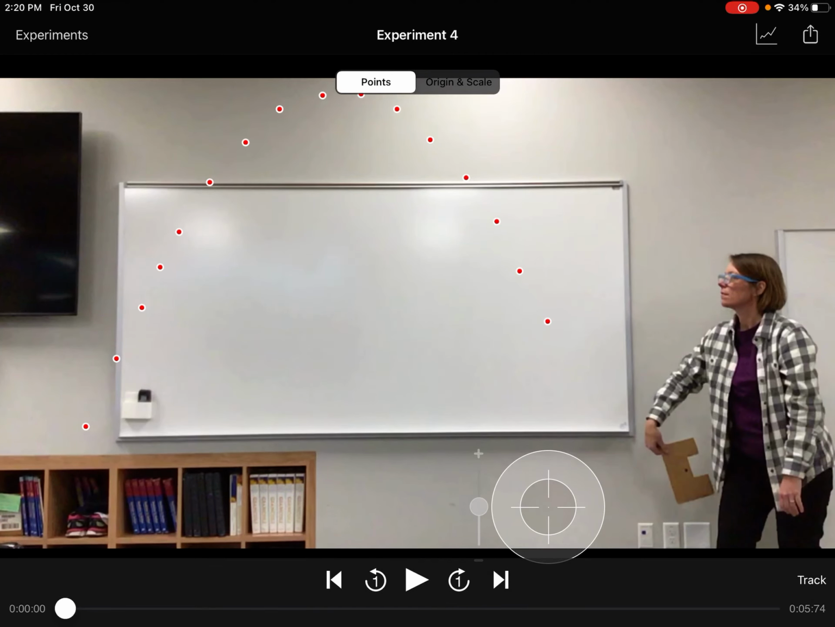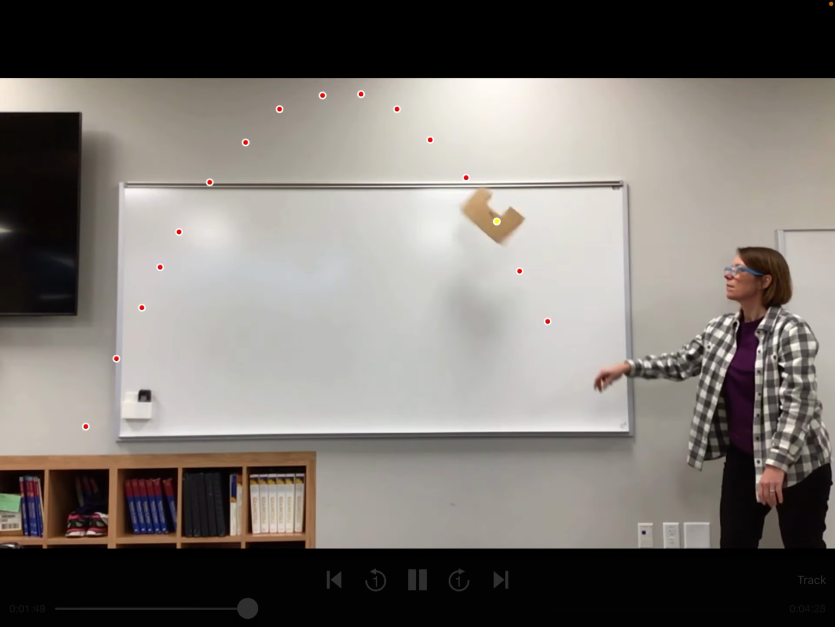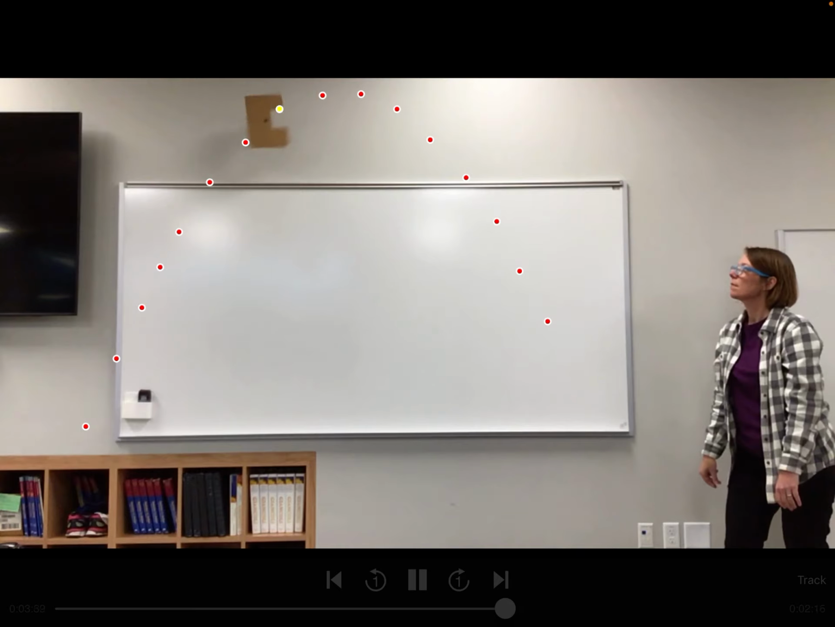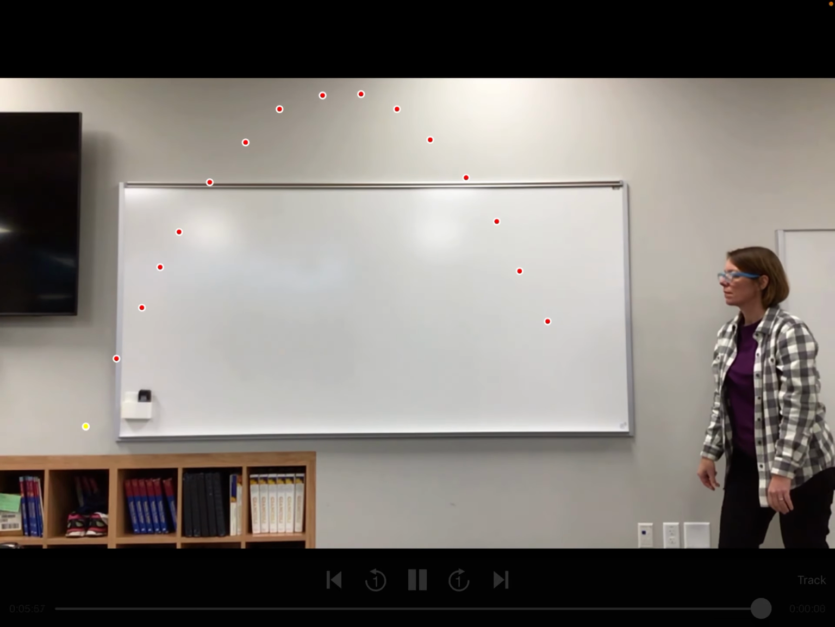In this video, we're going to look at what happens when we launch a projectile at an angle. Here I've got a simple example. I cut out a piece of cardboard and I'm going to toss it into the air. And we'll see that it follows a parabolic path.